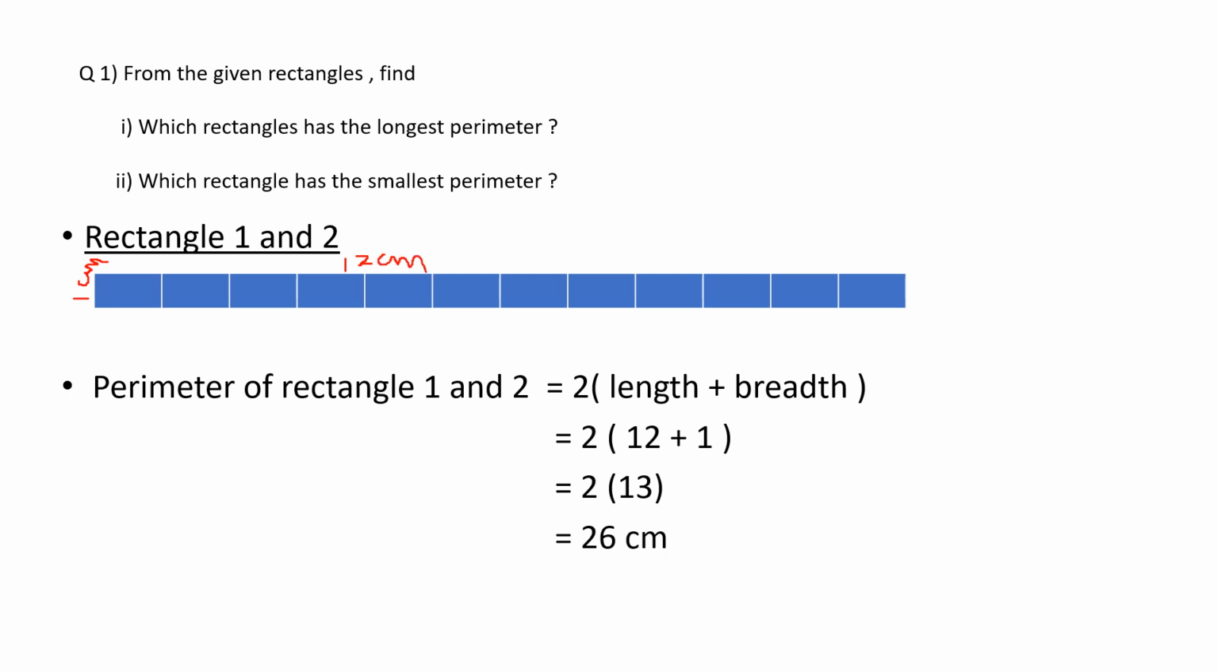So you can write here instead of length, that is 12 plus breadth is 1. 12 plus 1, always you have to solve the bracket first. So let us add this first. 12 plus 1, 13, and 13 multiplied by 2. Bracket means multiplication. 13 twos are 26, and write the unit here, centimeter. So perimeter of rectangle 1 and 2 we got 26 centimeter.